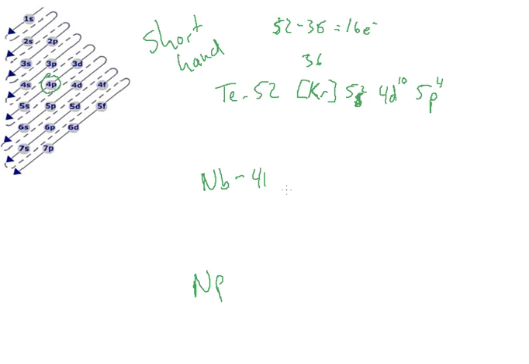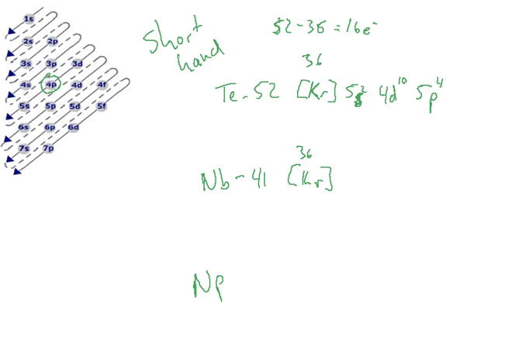Atomic number is 41. That means it has 41 protons, 41 electrons, but that's neutral. So to find the noble gas we're going to use, we go up one row, all the way to the right, and it turns out that we are going to be at krypton again, our good buddy krypton. So krypton has 36 electrons. We need to add 5 more.